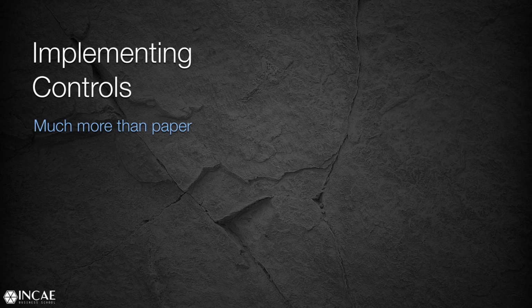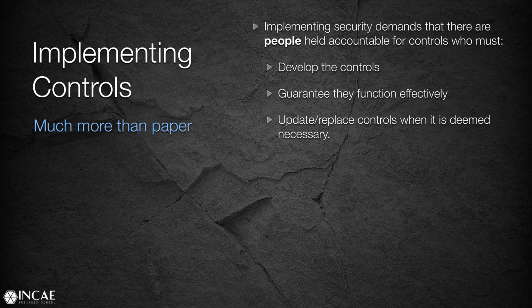Something very important of a security plan is that even though it's called a plan, it is much more than paper. And when implementing controls, we must consider that there must be people held accountable for maintaining and developing these controls. Controls are not just something that stays on paper. Controls are something that a team of experts sat down to develop, and they must guarantee that they function effectively. They have tested them.